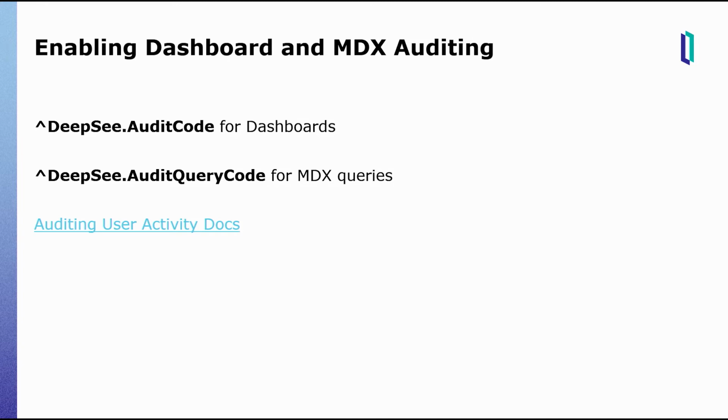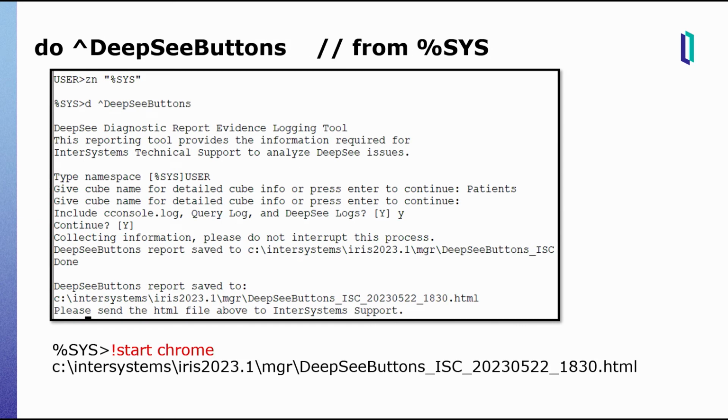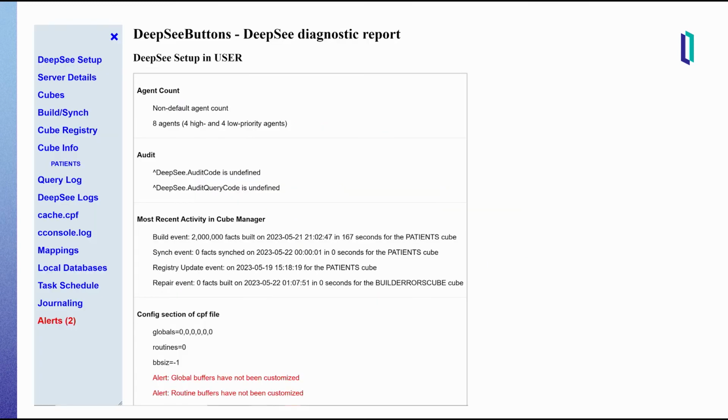And we had a customer that needed, for compliance or security, not only to know who ran what, but actually wanted to persist the answer. So there are a lot of hooks to get it done. DeepSee buttons is a utility that you can run, and there's even a little trick from terminal to pop up your browser, and you're going to get that. It's nicely organized. It was created for support, by us, for us, but you guys can use it as well.